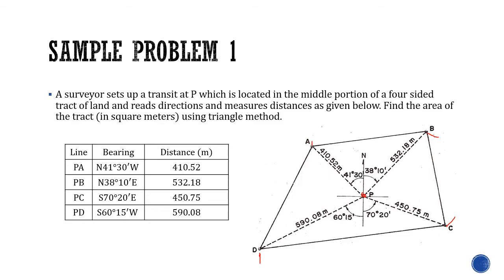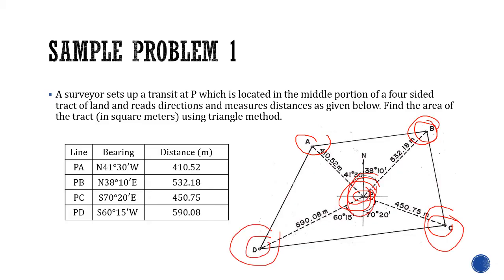So anong gagawin natin? First step, syempre, i-divide mo siya into triangles. Common sense lang siguro ng onte. Ayan, meron na tayong triangle: A, P, B; B, P, C; C, P, D; and D, P, A. Yun yung mga triangles natin.